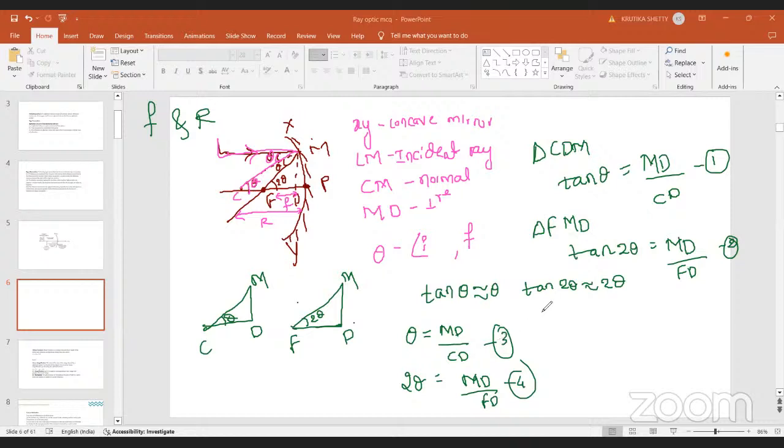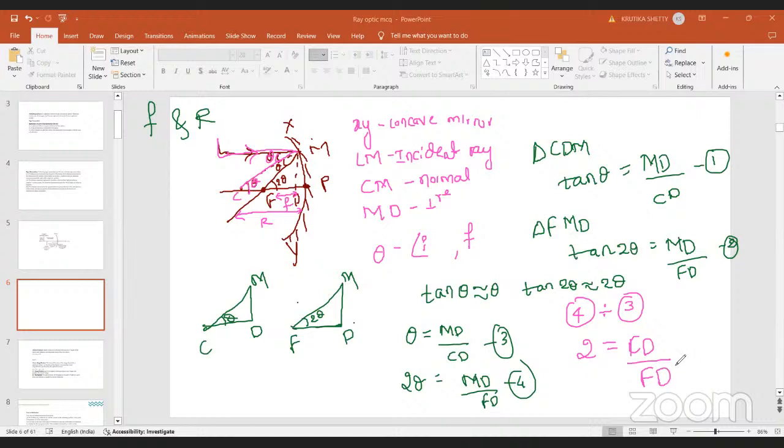Now what we are going to do is divide 4 by 3. The last step for the derivation. Very simple derivation. Dividing 4 by 3, theta and theta get cancelled, so what remains is 2. MD will also get cancelled. Therefore the remaining term is CD divided by FD.